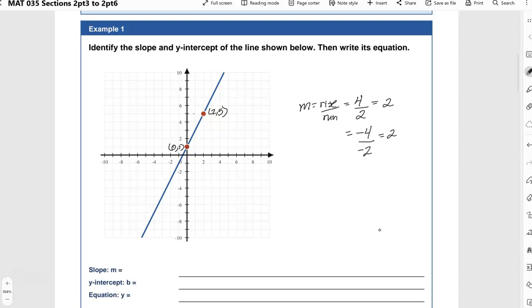And then my y-intercept is at 1. So my slope is a positive 2. My y-intercept is at 1. So y equals mx plus b would be y equals 2x plus 1.